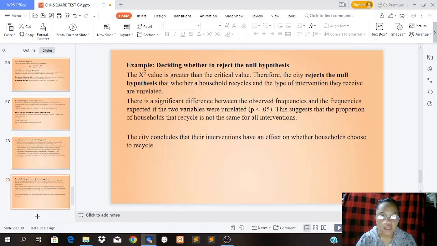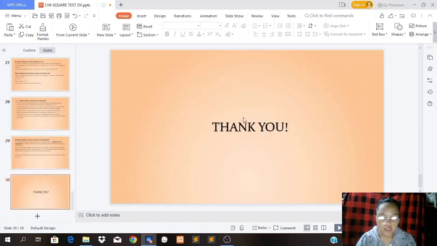So because our chi-square value is bigger than the critical value, we reject the null hypothesis. This is a significant difference between the observed frequencies and the frequencies expected if the two variables were unrelated. This suggests that the proportion of households that recycle is not the same for all interventions. The city concludes that the interventions have an effect on whether households choose to recycle. That's all. Thank you.